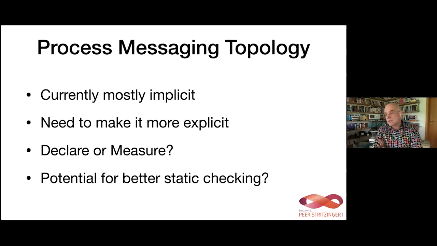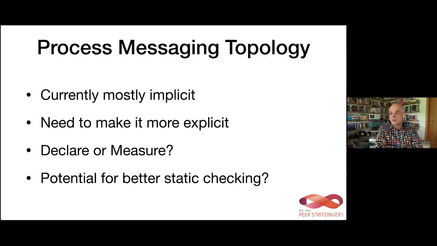And there we have the choice. Do we want to have a declarative approach? Do we want to declare it? I experimented with a few of these things in the past. Build a new set of behaviors, which actually let you declare the connectivity between processes, or have the connectivity implicit, or get some information out of there, and which also would give us the potential for better static checking.